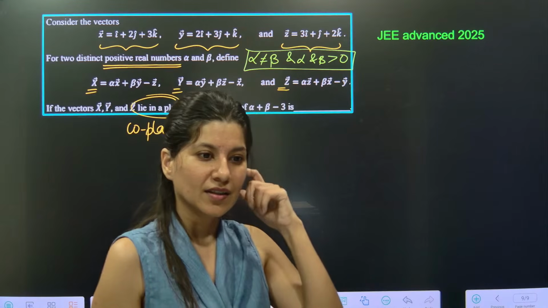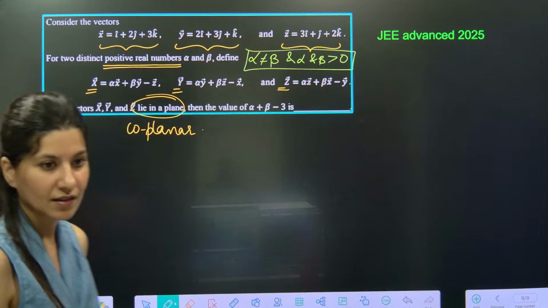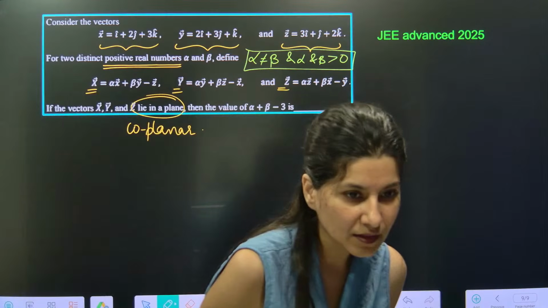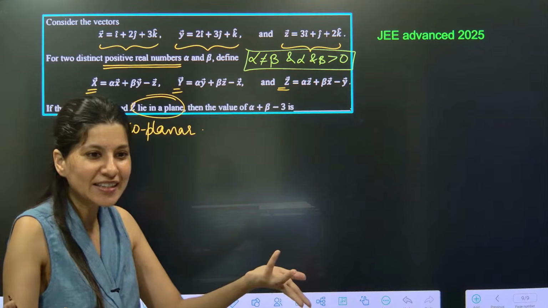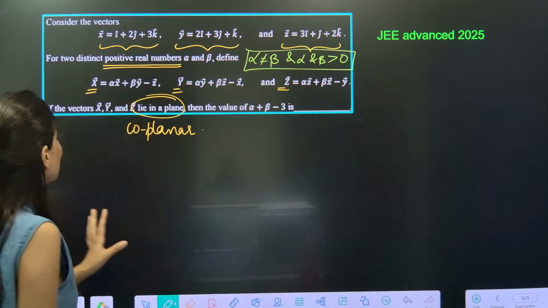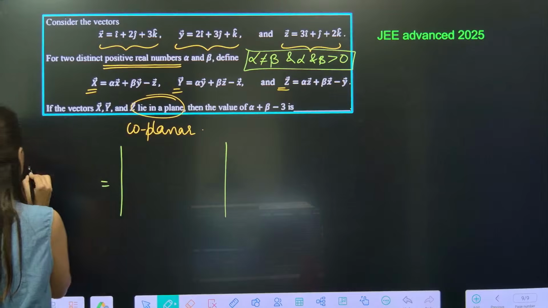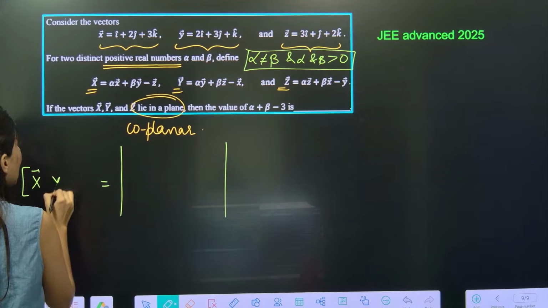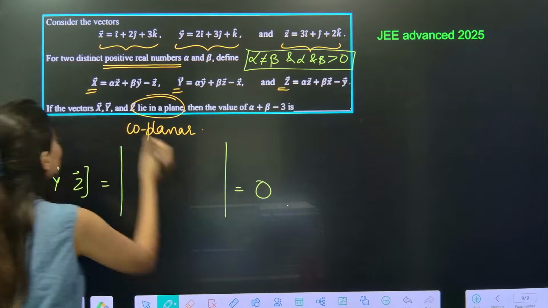The condition of coplanar vectors. Yes, absolutely, Anant Karthik: determinant is equal to 0, that's it. So only that thing, box product is equal to 0. For coplanarity between three vectors, the box product will be 0.